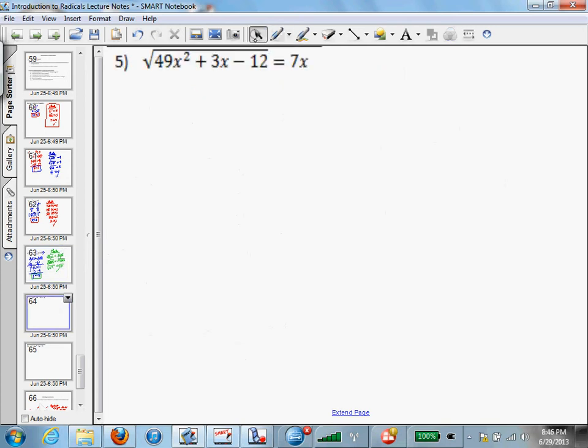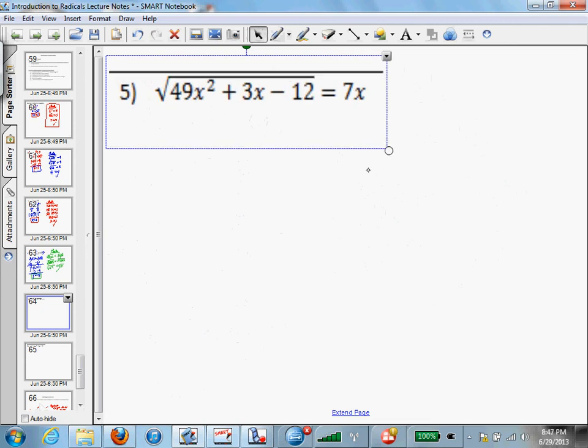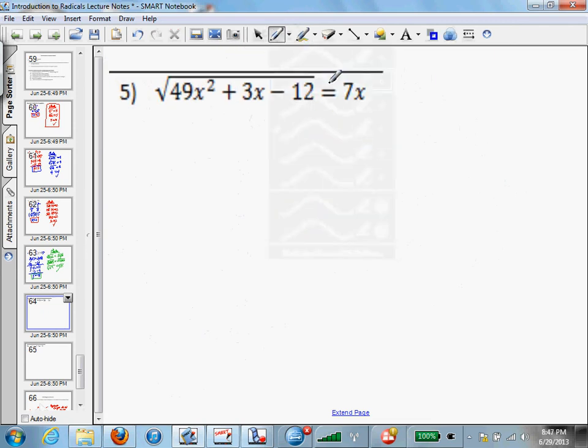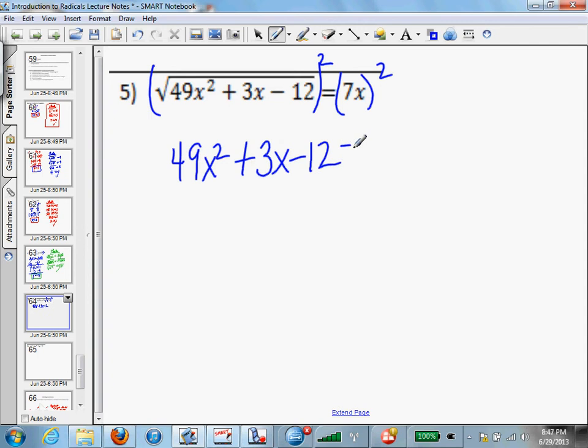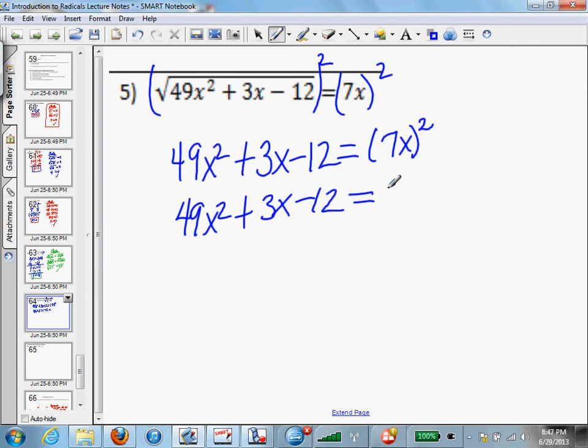Looking at our next example, we have quite a bit under the radical. So let's free things up by squaring both sides of the equation. And that will leave us with everything that's on the left side as 49x squared plus 3x minus 12 equals 7x squared. Now on the next line, let's simplify. So we have 49x squared plus 3x minus 12 equals, and if we square this, we're going to be left with 49x squared.